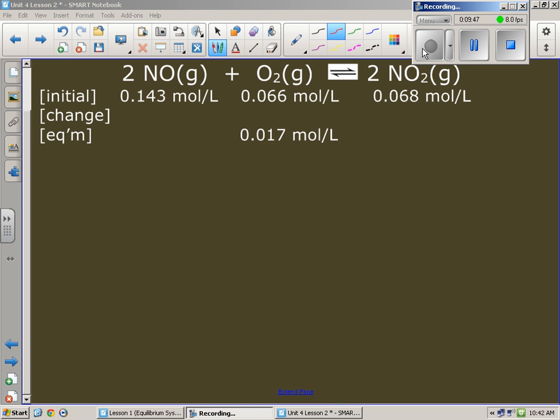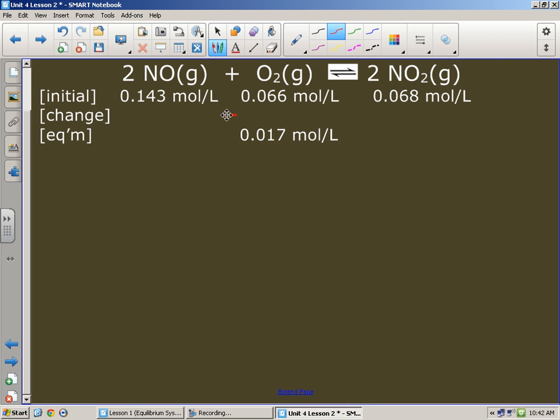Okay, here we go. So once again, you're starting with your ICE table. 0.066, 0.017, that's a decrease of 0.049. If that one's decreasing by 0.049, that means I have to use twice as much, 1 to 2. This has to decrease by 0.098, which of course means I make 0.098 here. I know that's really incredibly hard to see, but that's what's going down. I subtracted 0.066 from 0.017.